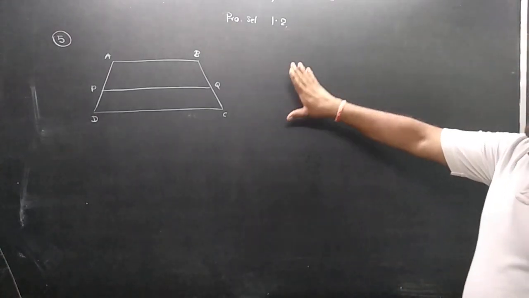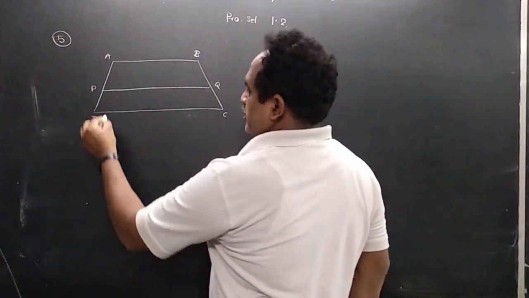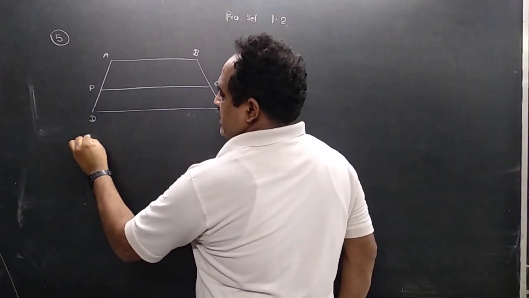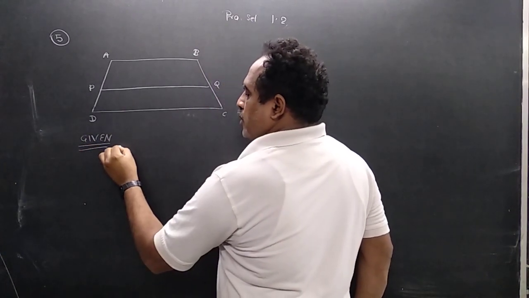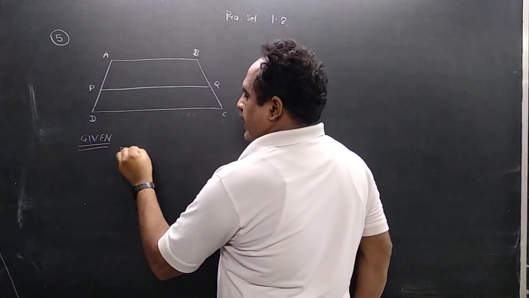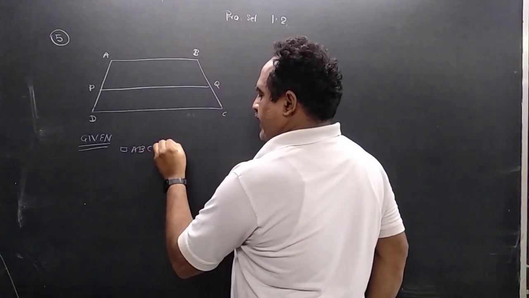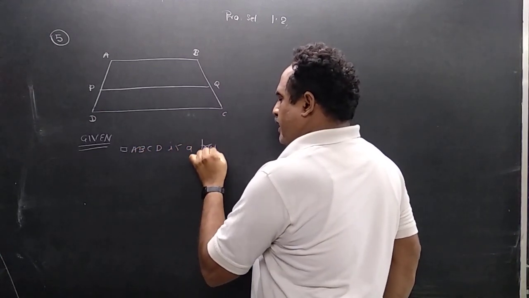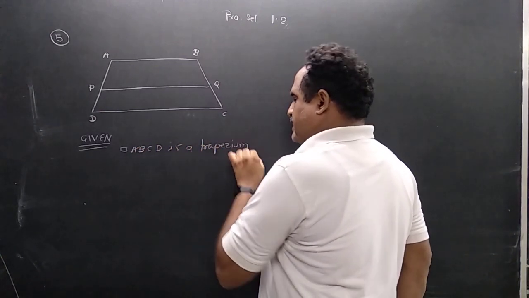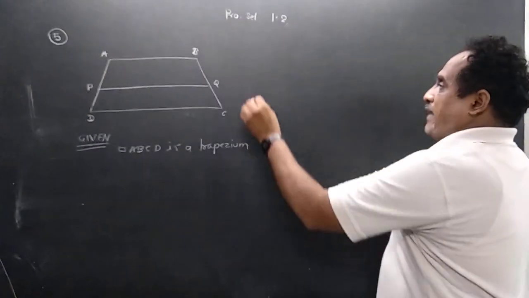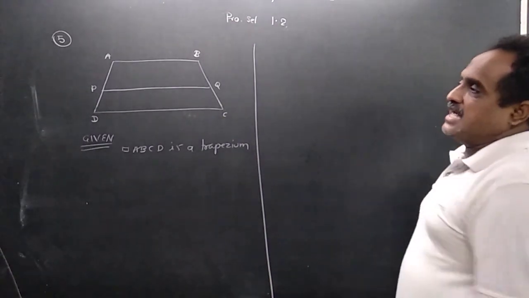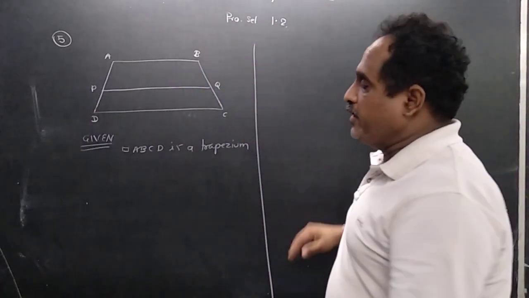This is the question given. The figure given for question number 5. So what is given? In trapezium ABCD, quadrilateral ABCD is a trapezium. We know that. What is the meaning of trapezium? Two sides are parallel, remaining two sides are not parallel. So these two sides are parallel. AB is parallel. What have they given you?